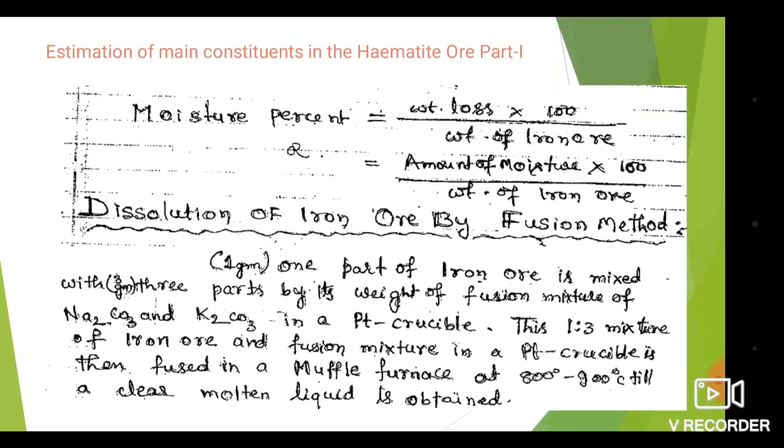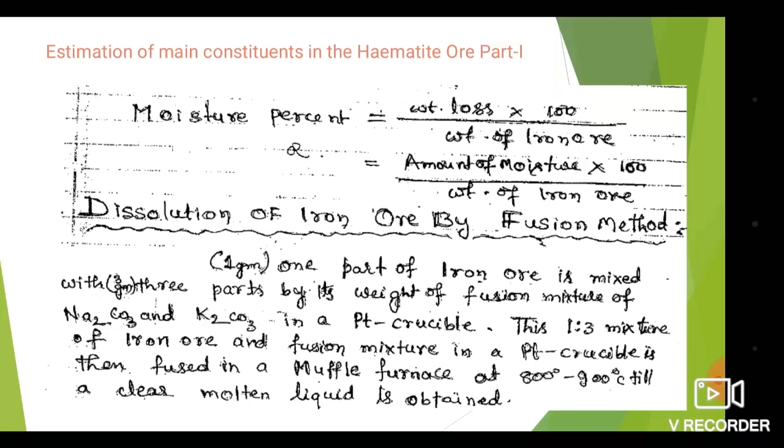So 1 gram, that is one part, of the iron ore is mixed with 3 parts by weight of fusion mixture of Na2CO3 and K2CO3, that is sodium carbonate and potassium carbonate, in a platinum crucible. This 1:3 mixture of the iron ore and fusion mixture in a platinum crucible is then fused in a muffle furnace at about 800 to 900 degrees Celsius until a clear molten liquid is obtained.